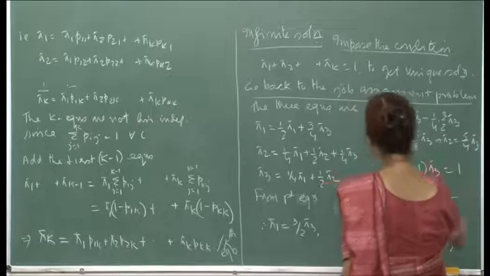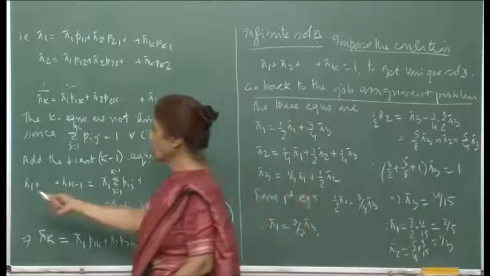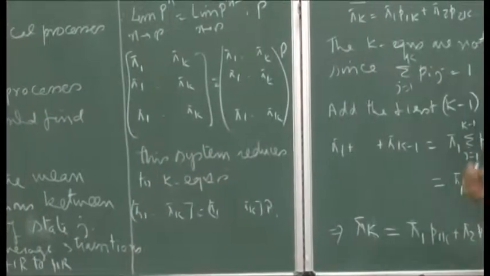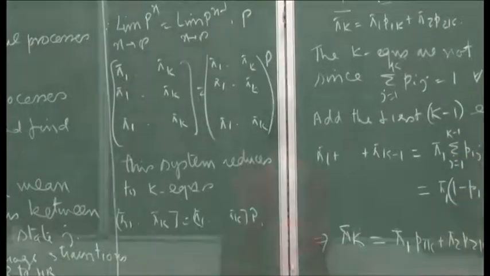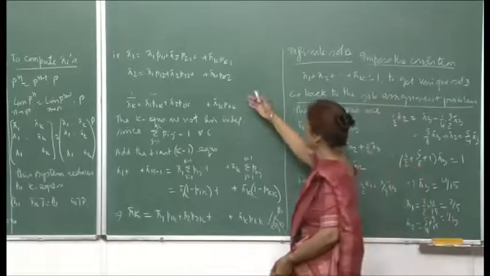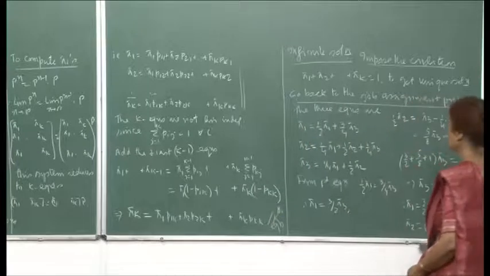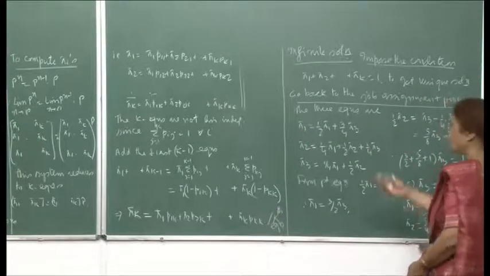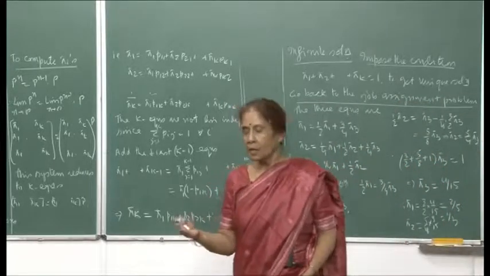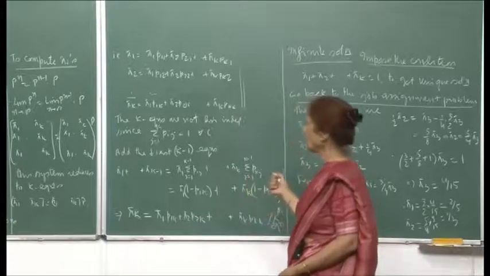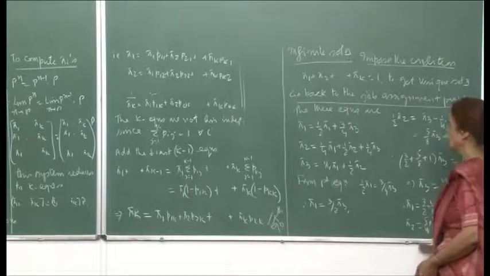Okay. So now let us go back to our job assignment problem and try to obtain the steady state probabilities. I was trying to get you to have a look at them by taking the powers of P, but this seems to be a quicker and neater way of getting the pi's. Because when you're taking the powers, you really don't know when to stop. You would have to go on doing it till you see that the values are really closing in. So this would be a better way to get your steady state probabilities.